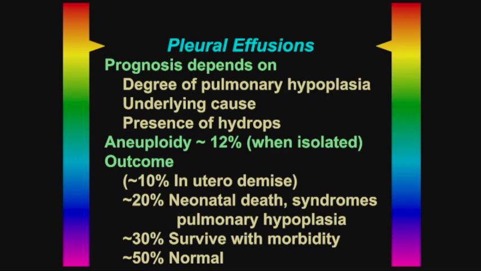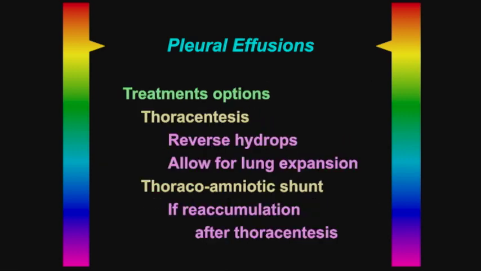50% will ultimately be normal, about 10% will die in utero, and 20% will have perinatal death or death after birth from the underlying problem that led to the pleural effusions. And 30% will survive but have other morbidities. So there are treatments for these fetuses that can help improve the outcome. We can do a thoracentesis to drain the fluid, and sometimes that reverses the hydrops that we see, but in all cases it does allow for the lungs to expand.